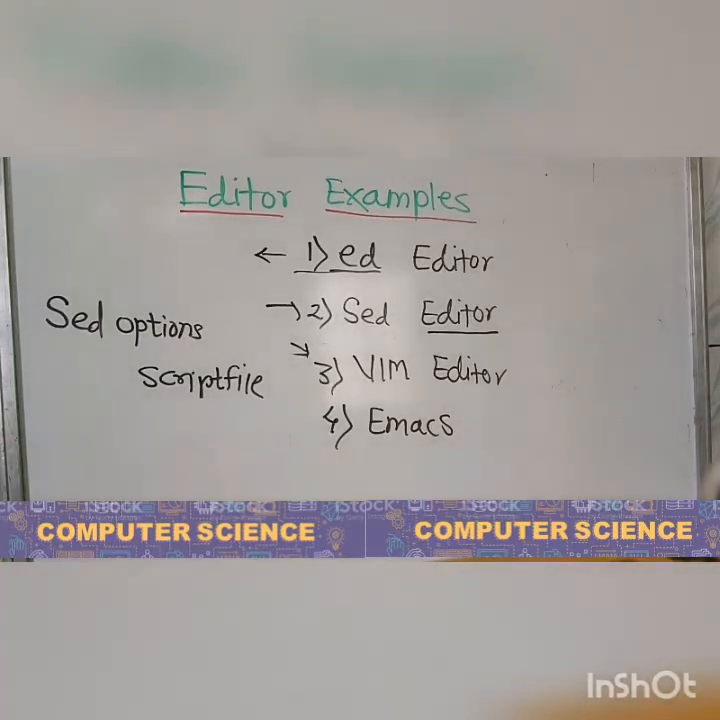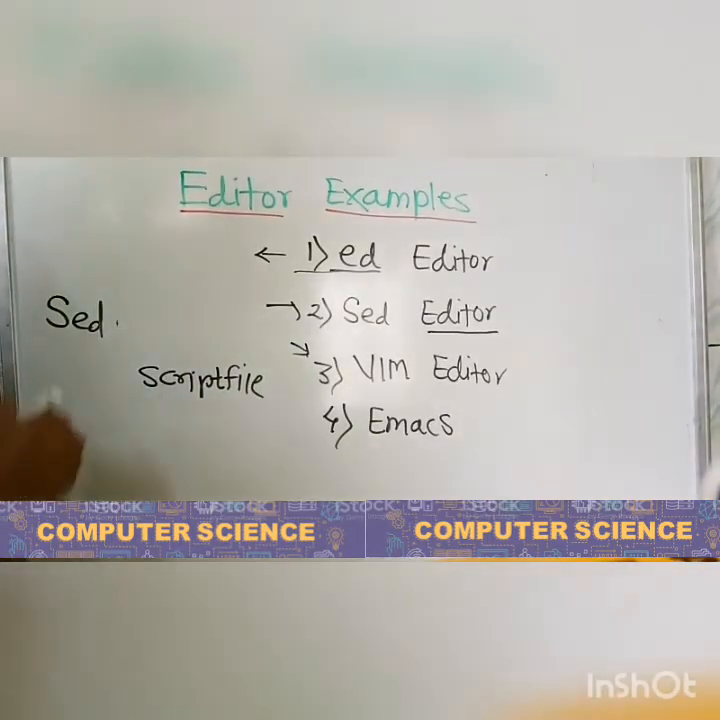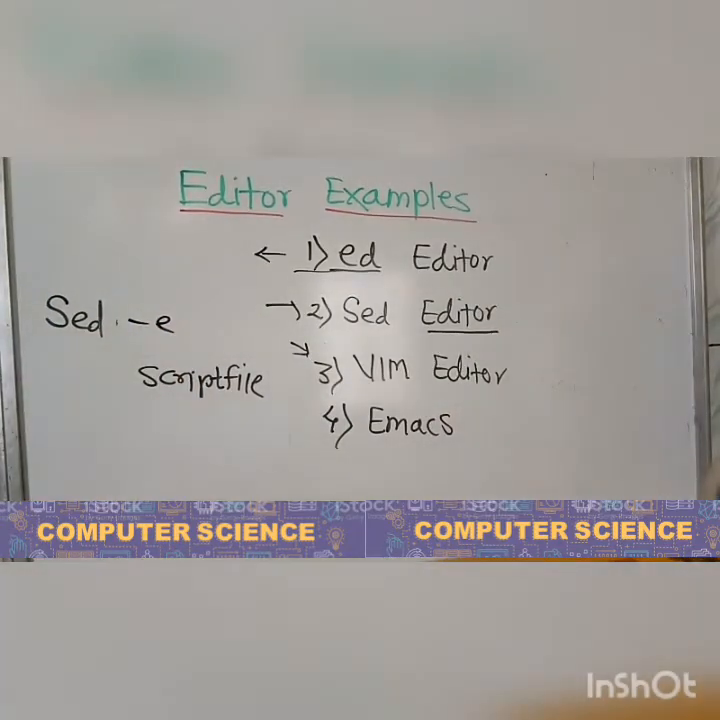First is the dash E, means with this option we are using the dash E function. What is the meaning of the dash E function? It is used to add commands in the script to the group of commands while processing the input, means adding different commands in the scripting to the group of commands.